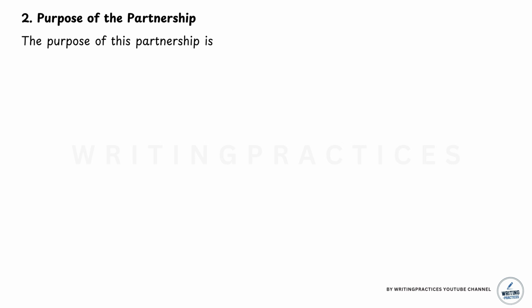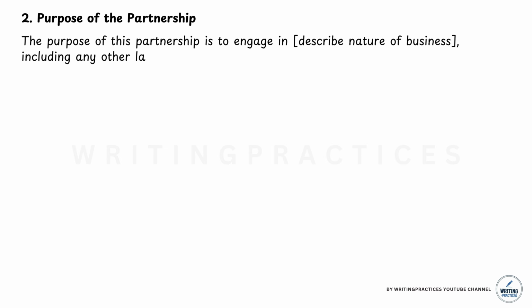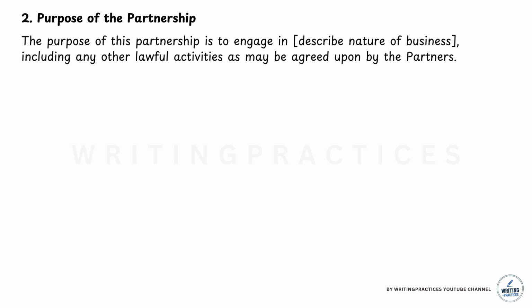Point number 2, purpose of the partnership. The purpose of this partnership is to engage in described nature of business, including any other lawful activities as may be agreed upon by the partners. In this section, you describe what the business will actually do. You should clearly state the type of business activities. This is important because it defines the scope of the partnership. Legally, it prevents partners from going beyond agreed activities without consent.